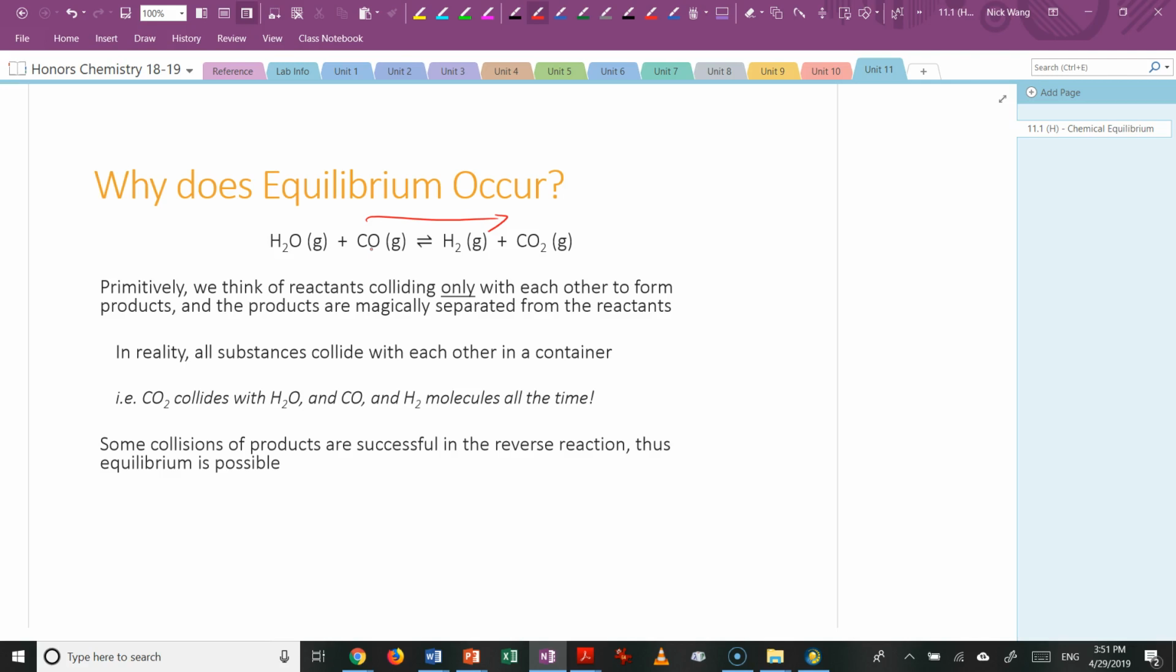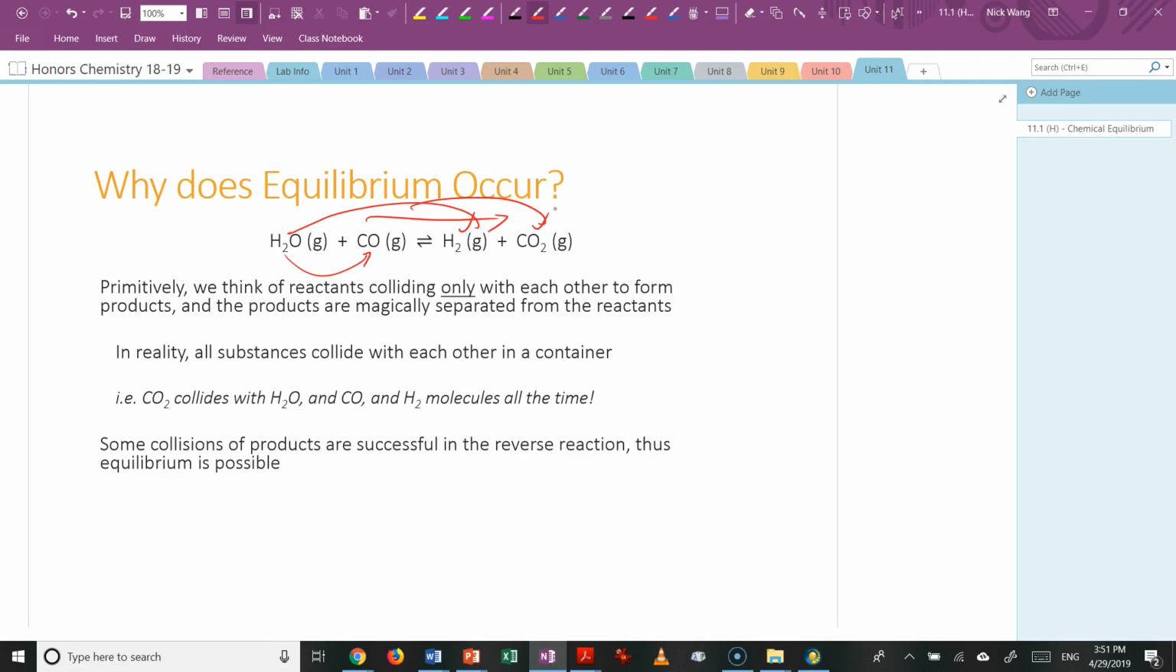When in fact, they're actually all colliding with each other. So this substance is bumping into this substance. Particles of H2 are also bumping into H2 and CO2, as they are being produced. Maybe not at the beginning because there isn't any there, but as more and more of the products are produced, every single particle is bumping into each other. And so the question is, does it end up having a successful reaction as you bump into these particles?